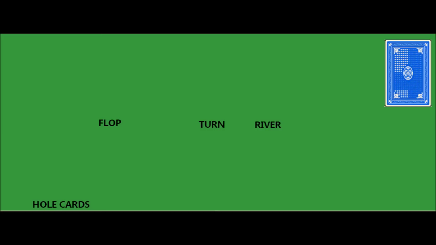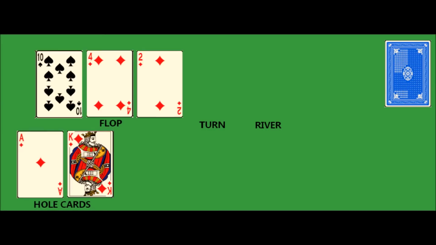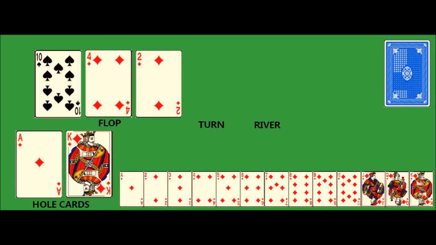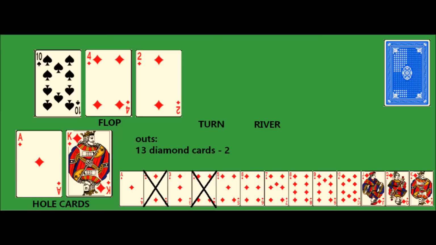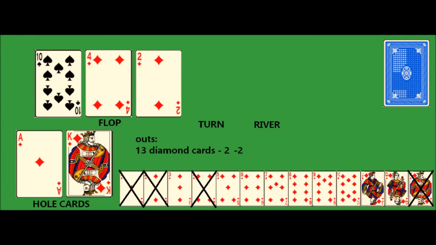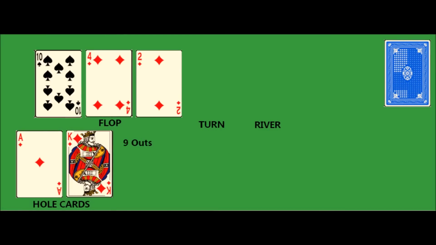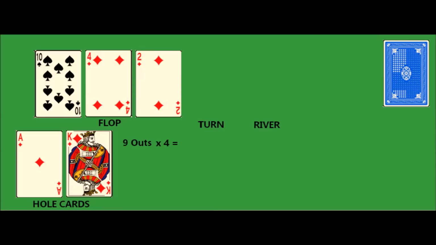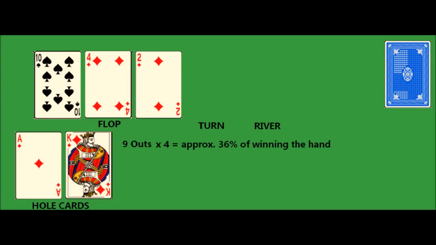Let's say we've been dealt Ace King of Diamonds and the flop comes 10 of Spades, 4 of Diamonds, Deuce of Diamonds. We have a very strong flush draw with 2 cards left to come. Let's count our outs. There are 13 diamond cards in a standard deck, minus the 2 diamond cards on the flop, and the other 2 as our hole cards leaves us with 9 diamond cards, or 9 outs. We can calculate an approximate percentage of winning by multiplying our outs by 4. 9 outs times 4 gives us an approximation of 36%.